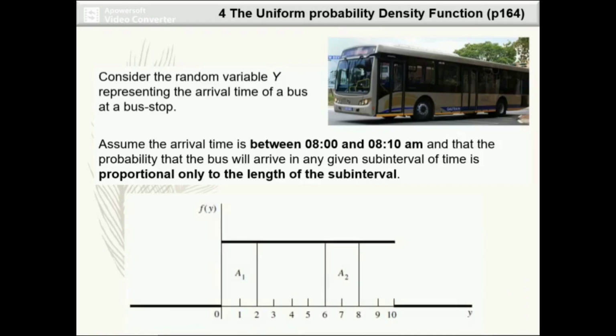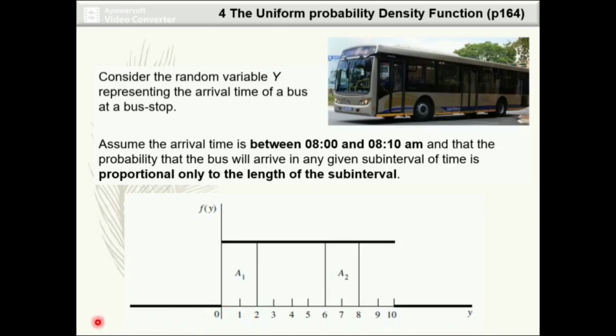This is the 10-minute interval, and what this tells us is that the probability of the bus arriving in the first 2-minute period, A1 in this example, is exactly the same as it arriving in any other 2-minute period. For example, A2, the probability of arriving between 6 and 8 minutes past 8 is the same as arriving between 1 and 2 minutes past 8. And the probability of arriving in a 1-minute interval is just half of arriving in a 2-minute interval. So you have this case of direct proportion.